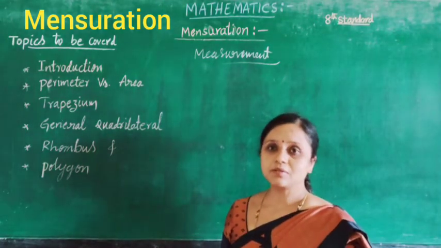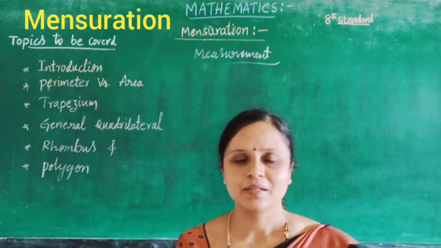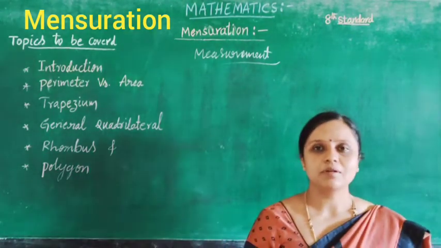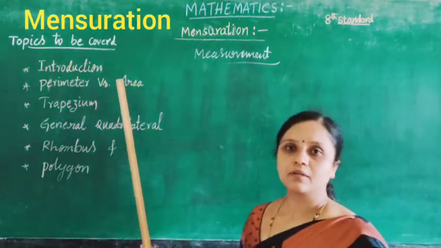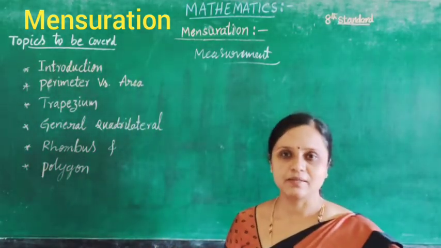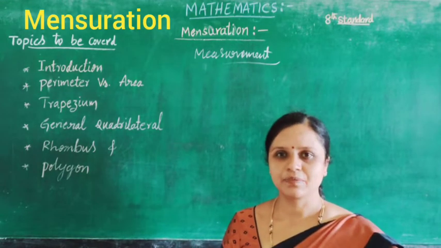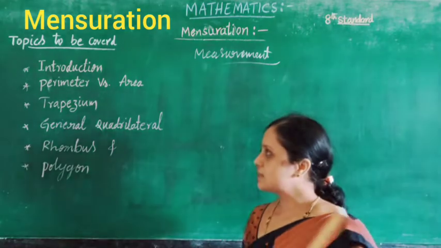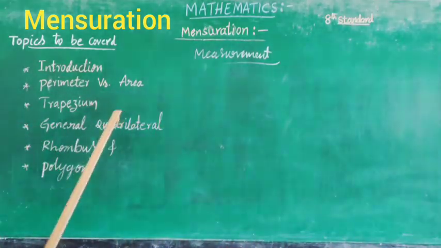So first we have to discuss what we learned in the previous standard. So in the previous standard we have learned about the perimeter and area of any plane figures like triangle, rectangle, circle, etc. So now we can discuss what is perimeter and what is area.